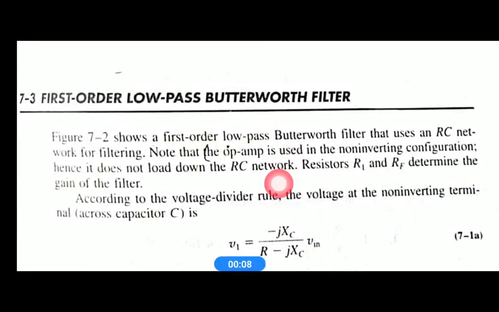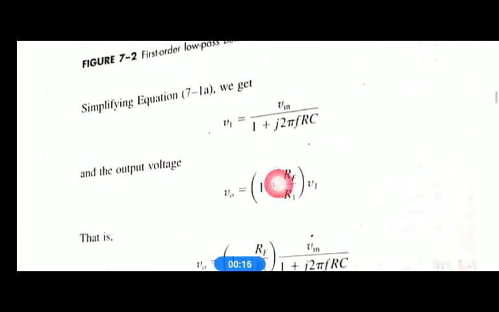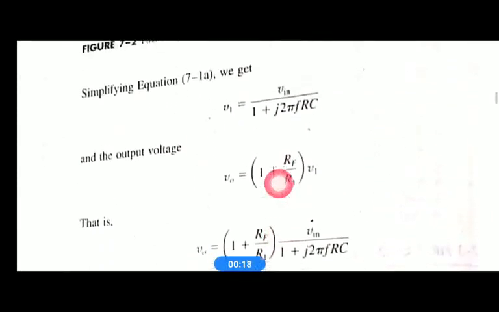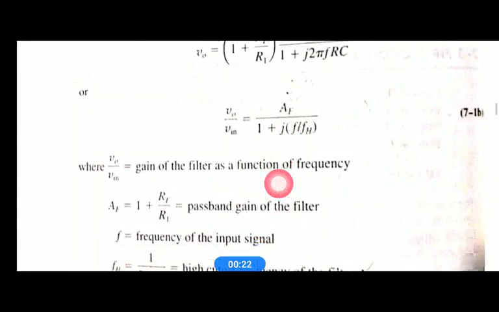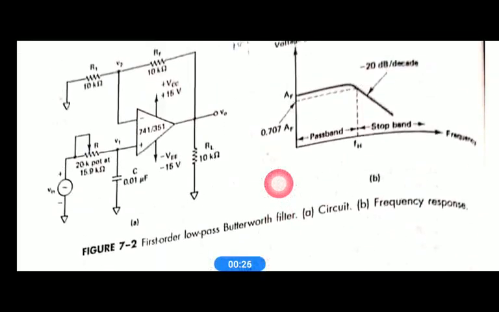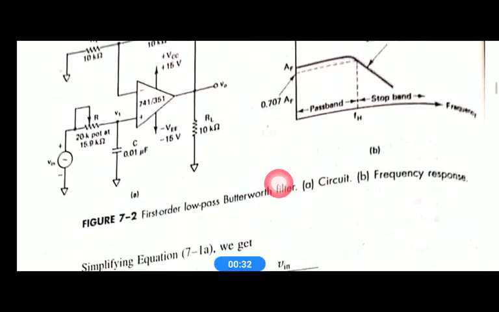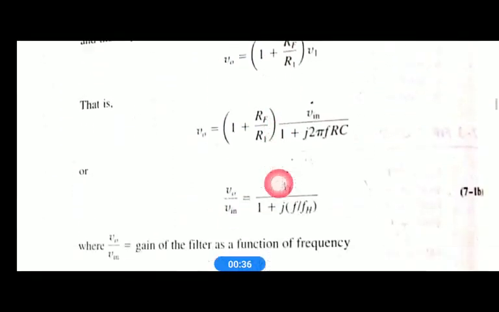So in the last session we discussed the first order low pass Butterworth filter. In that we discussed the derivation of gain, and we discussed its circuit diagram, and also its frequency response.